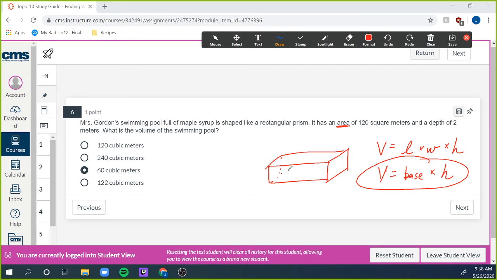In this question, that means we have an area of 120 on the base and a depth of 2. Remember, a depth is also the same thing as a height, so we can mark that as height. So we're using base times height. It's going to be 120 times 2, and that's going to be 240 cubic meters. And we're going to go ahead and click in 240 cubic meters.